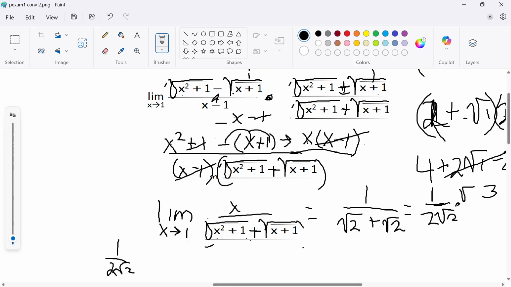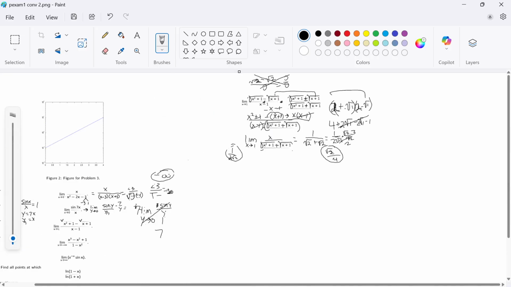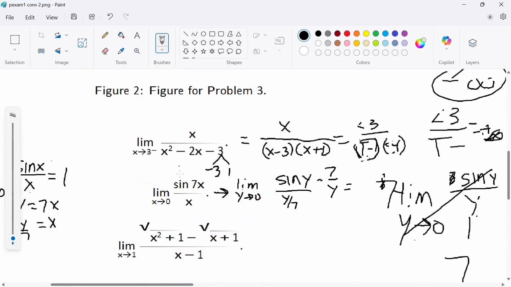Or you could multiply it by square root of 2 over square root of 2 to rationalize the denominator. 1 times square root of 2 is square root of 2. Square root of 2 times square root of 2 is 2. 2 times 2 is 4, so it's square root of 2 over 4. So I can write it as 1 over 2 square root of 2 or square root of 2 over 4, whichever one I'd like to do. All right, all this zooming in and out is making me dizzy.